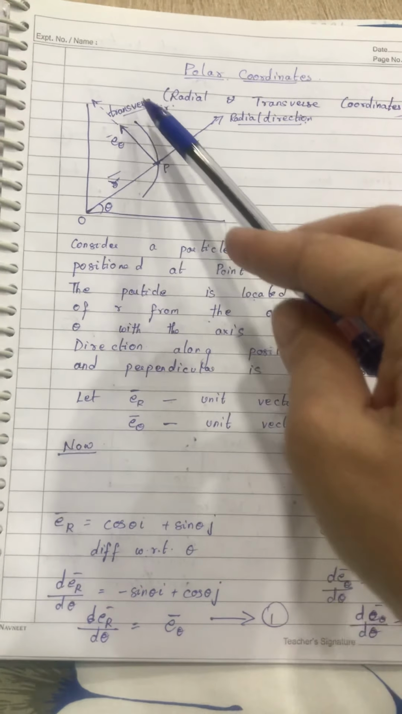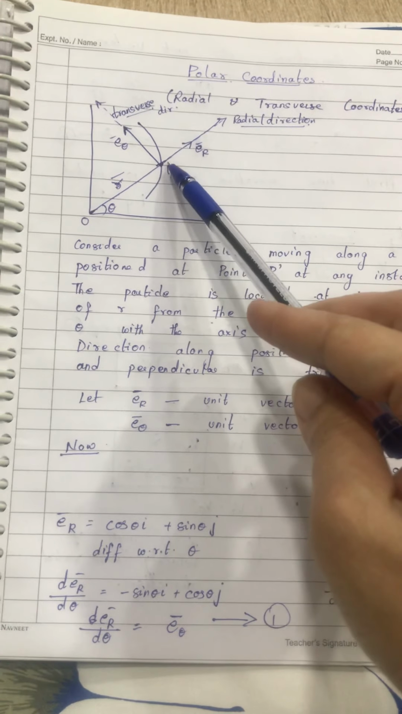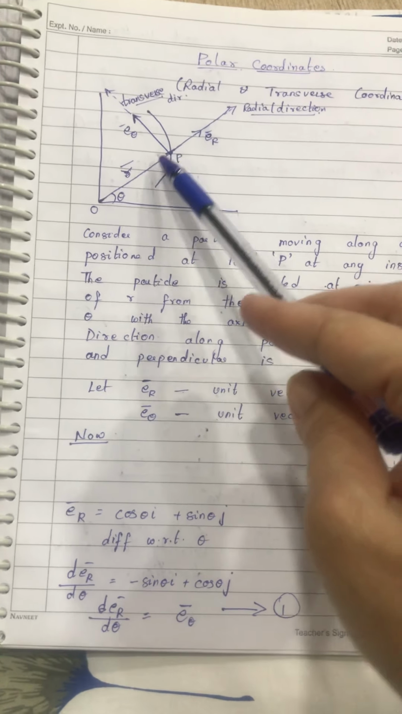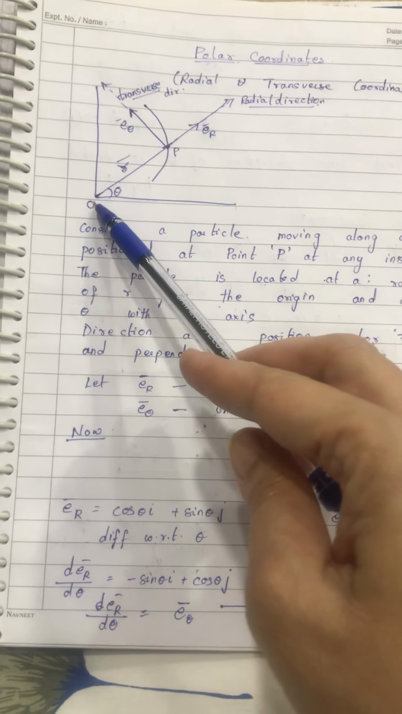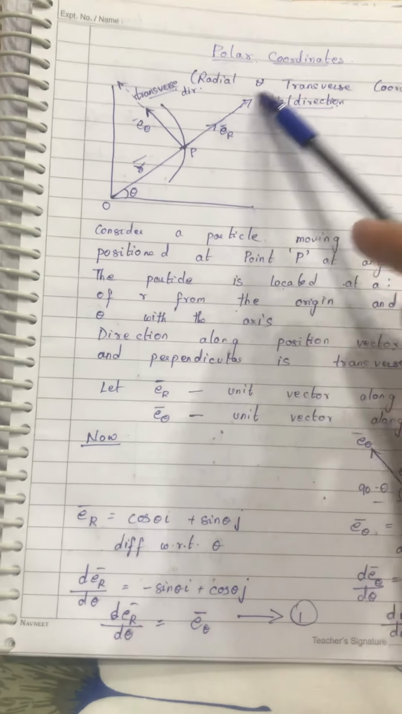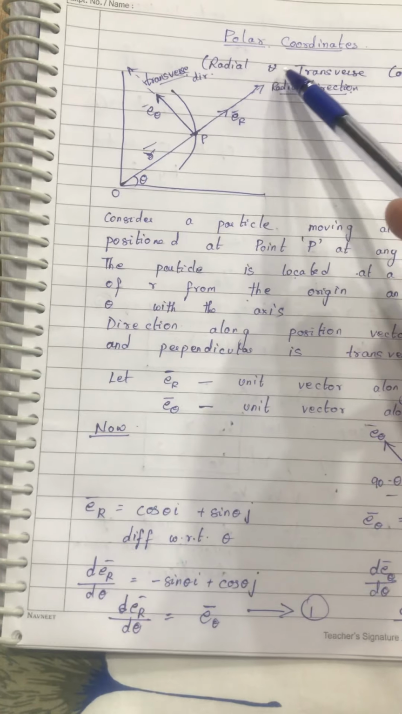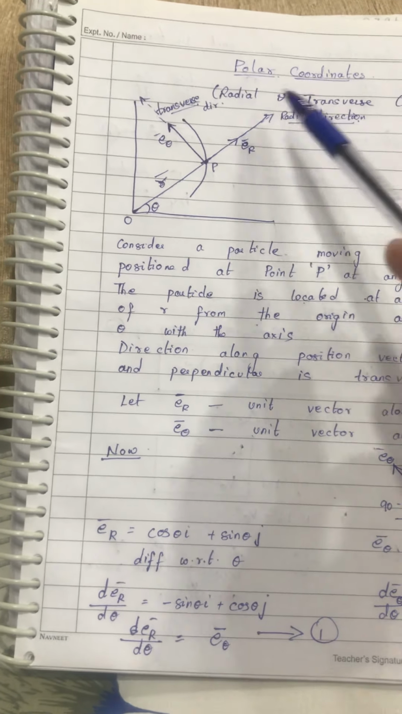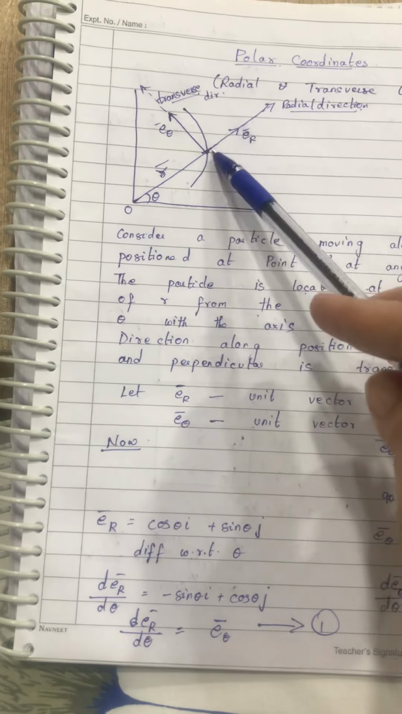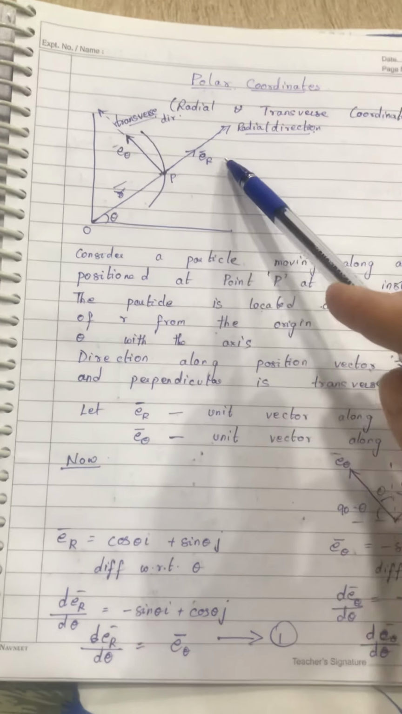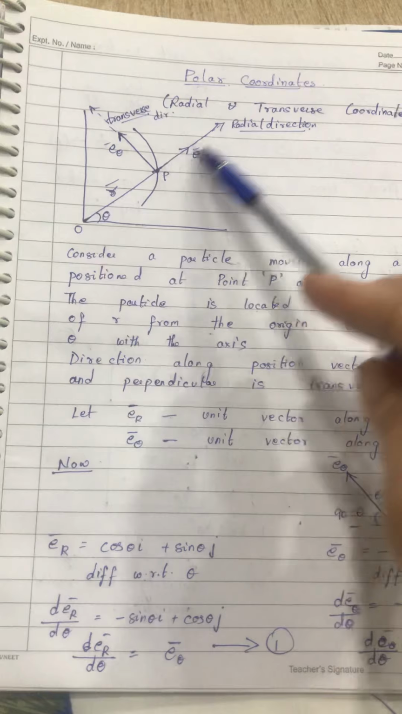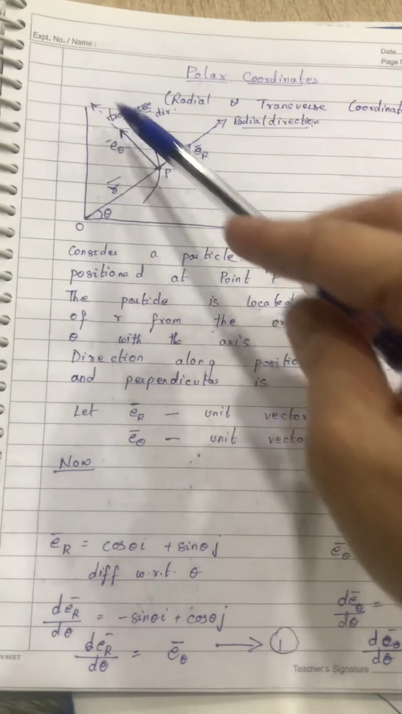Suppose I take this curved path. There is a particle at point P. P is at a distance of r from the origin. The direction of OP is known as the radial direction, and the direction perpendicular to the radial direction will be the transverse direction. So this is the radial direction, this is the transverse direction.